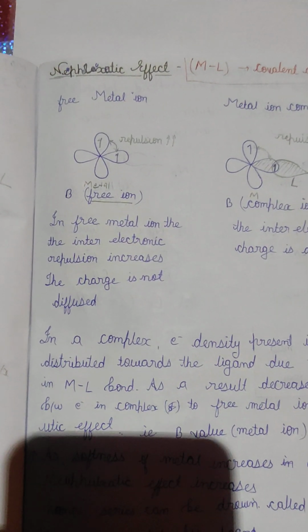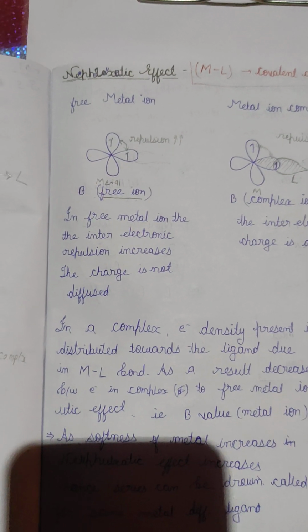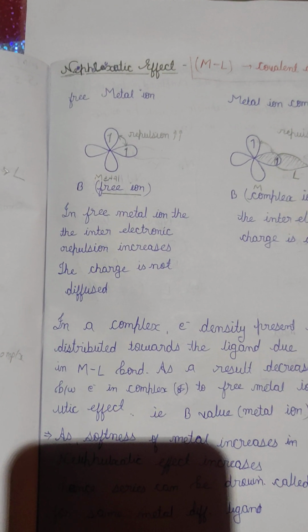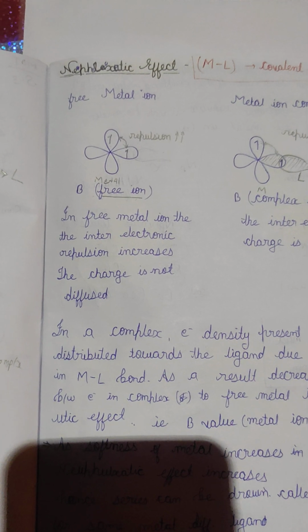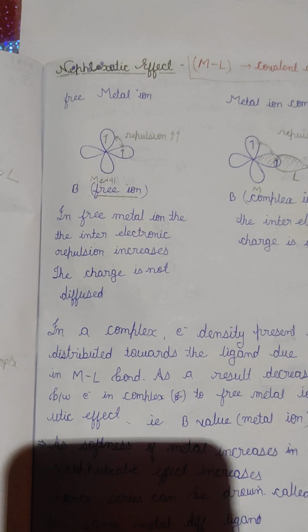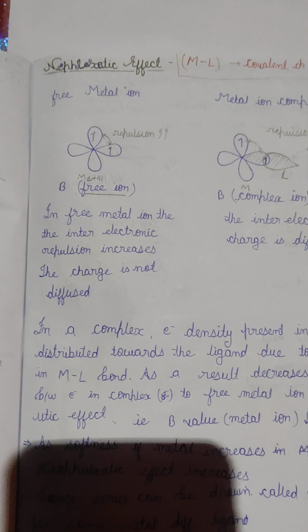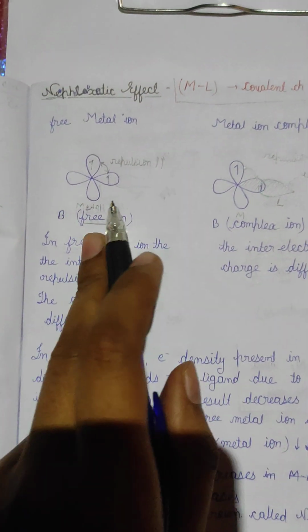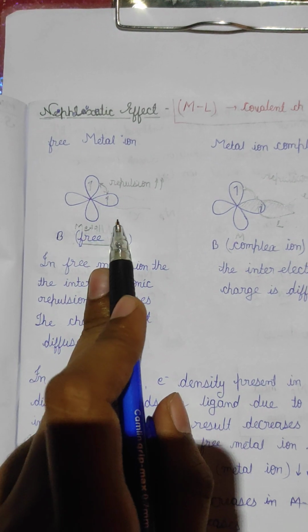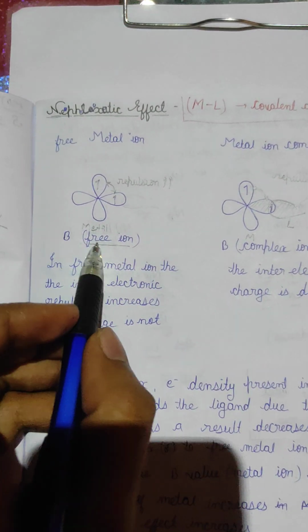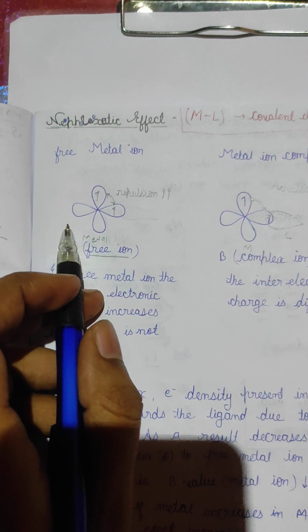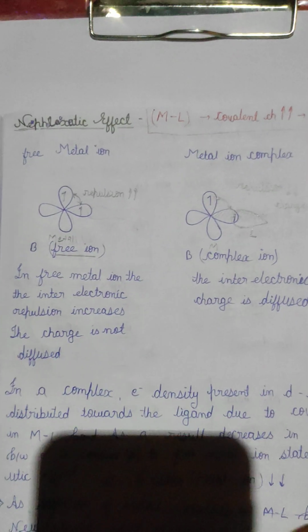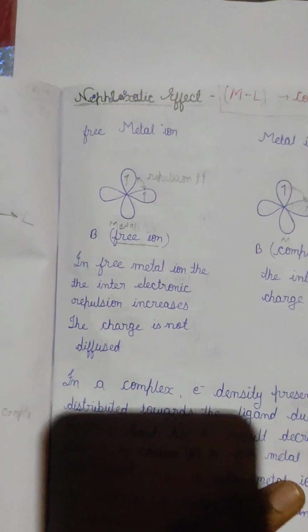Hello friends, today we will talk about the Nephelauxetic effect. When we talk about crystal field theory, this is its most important limitation, because crystal field theory talks about the ionic interaction of the bond, but in our experiments, in our Nephelauxetic effect, we saw that some covalent character is also present in the metal-ligand bond. So we will see what the Nephelauxetic effect is.